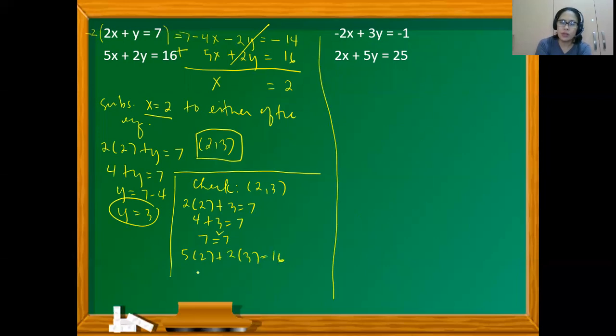Is it 16? So this is 10 plus 6 equals 16. So 16 equals 16. So correct. So (2, 3) is the solution for this system.